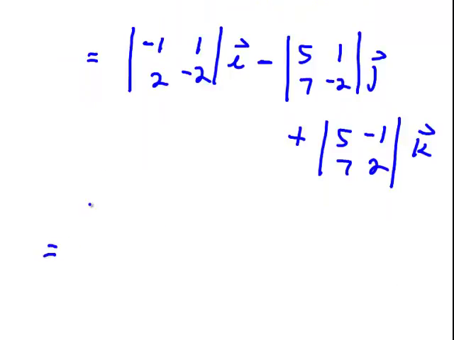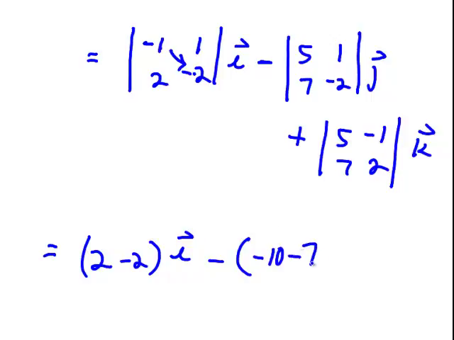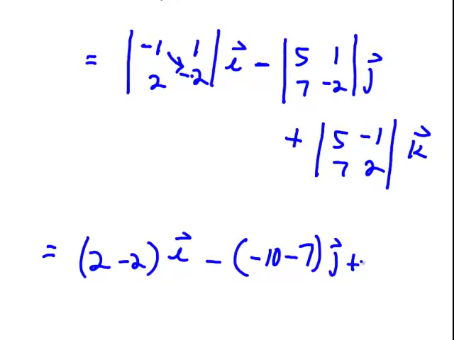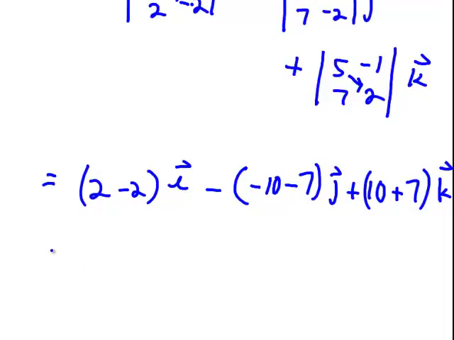So that turns out to be 2 minus 2 times i, so that's just 0i, the i component zeroes out, minus negative 10 minus 7 j, if you figure this middle determinant, and then plus 10 minus a negative 7 is plus 7. So when the smoke settles, you end up with 17j plus 17k.